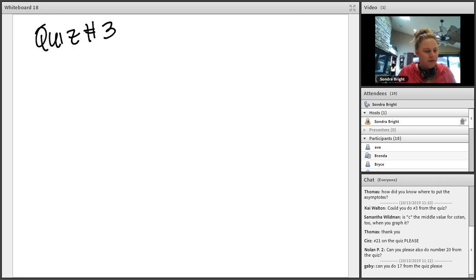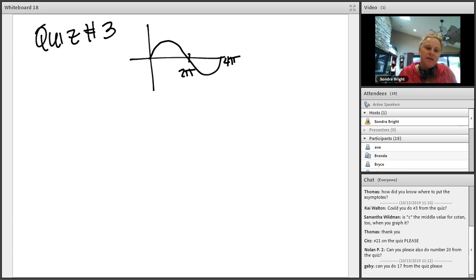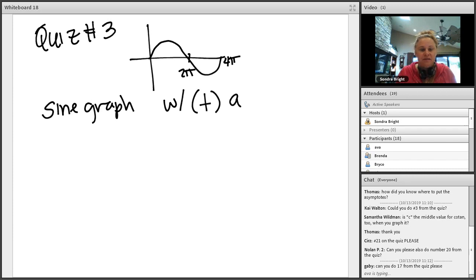All right, so I gave you this graph that looked like this, and that was 4 pi, and this was 2 pi. Okay, so that's definitely a sine graph, since you're starting in the middle and then going up, and it's definitely with a positive a since it starts at 0 and then climbs up.